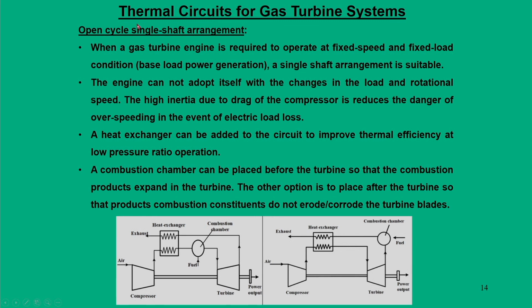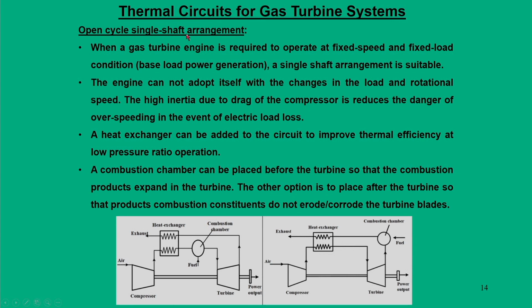The next arrangement could be the open cycle single shaft arrangement. First, we have emphasized that out of open cycle and closed cycle, open cycle is the best option. So, we will go for the open cycle arrangement and single shaft. Single shaft means the entire idea is that we have a compressor, turbine and shaft power. There are 3 rotating units and they are put on a common shaft. So, it is what we call a single shaft.